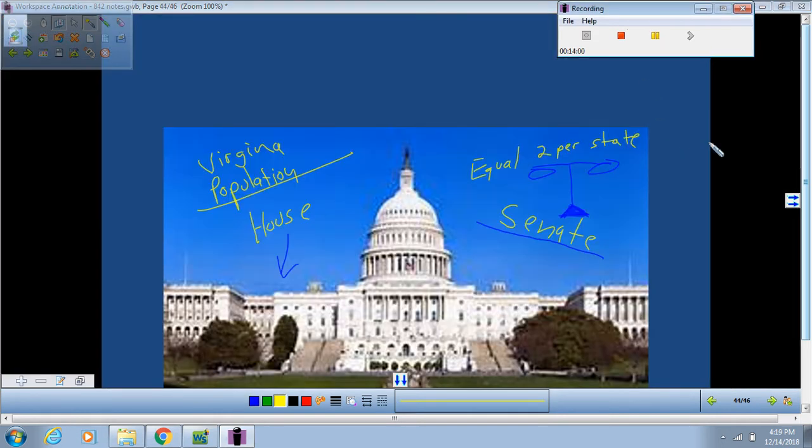Before we go over this, here's a picture of Congress, the Capitol, made up of the House, which is based on population, and the Senate, which is equal, two per state.